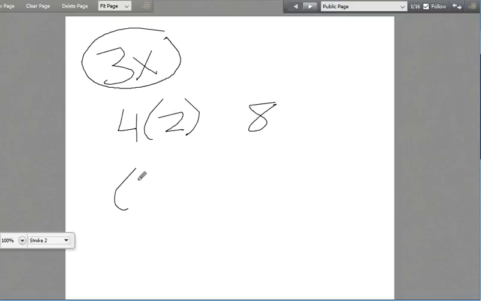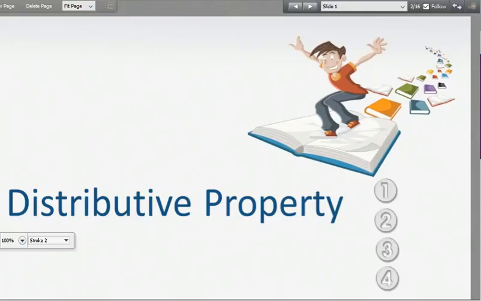Or we might have a number in a parenthesis, 3. Okay, so 3 times 2. Okay, anytime there is a number right by a parenthesis, that is implied multiplication. So this would be 3 times 2, which is 6.